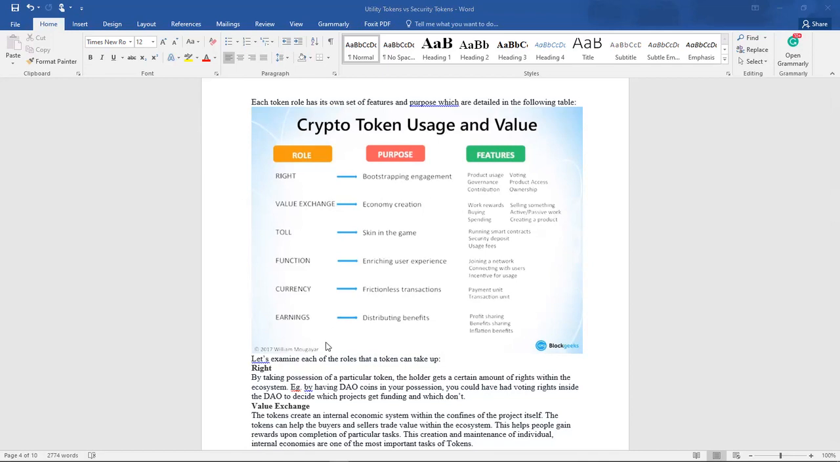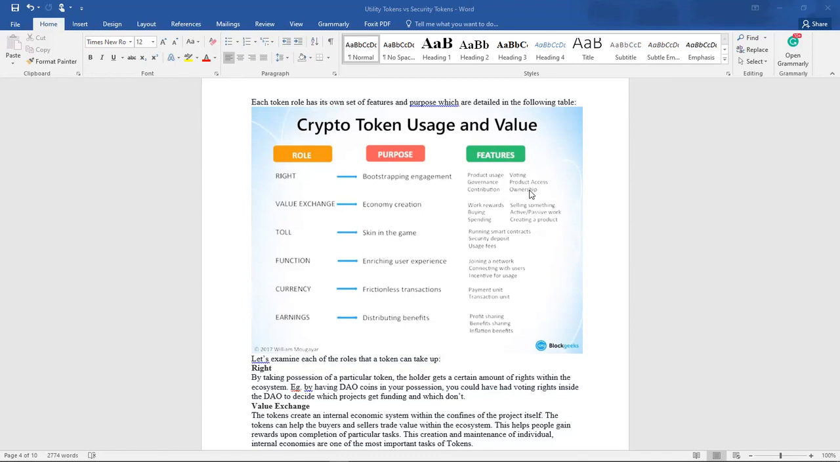So we have different features, and then we have product usage. Those are the features that the coin or the token provides. Let's say, for example, we have a Zero coin or an Ethereum coin. What rights does it have? Is it bootstrapping, engagement? And what features is the coin providing? It's providing product usage, voting and governance, access to products.